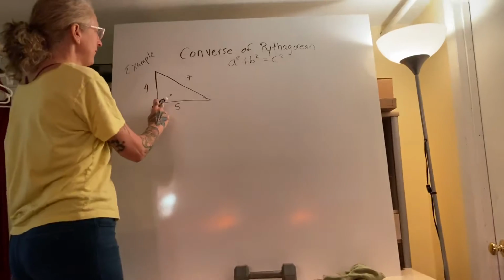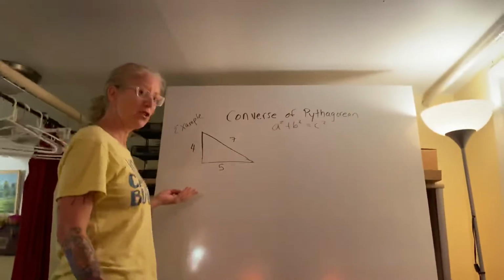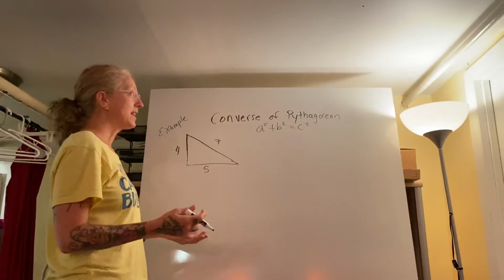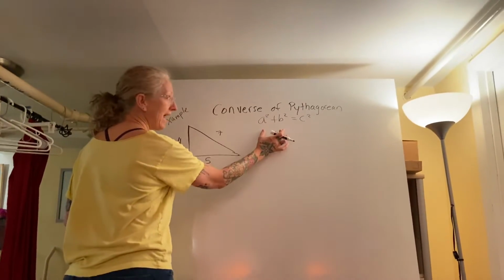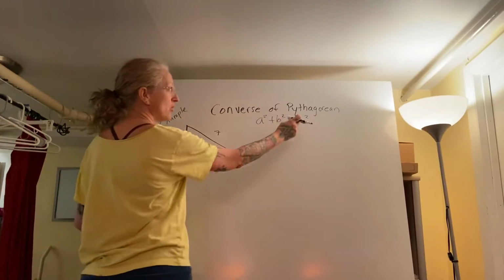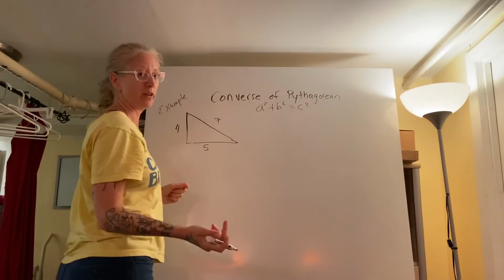Okay, so if we don't have this little symbol right here, and we have a triangle, it looks like a right triangle, but is it a right triangle? So what has to be true is the sum of the 2 legs squared has to be equal to the hypotenuse squared, okay?